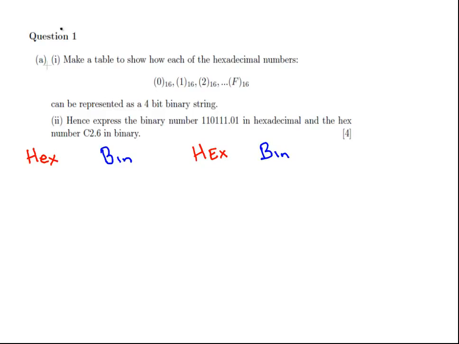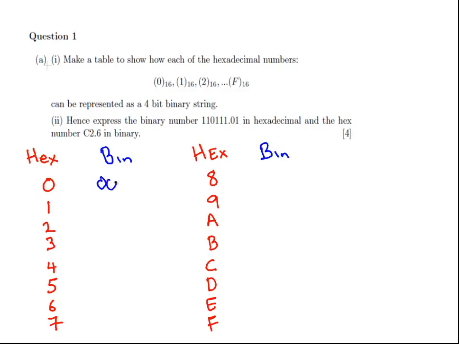Okay, so first off, the hexadecimal symbols: 0, 1, 2, 3, 4, 5, 6, 7, 8, 9. Now, just watch out for this, that we don't go into 10. The next one is A, B, C, D, E, and F. Okay. So what we're going to do now is write out the 4-bit binary equivalents.